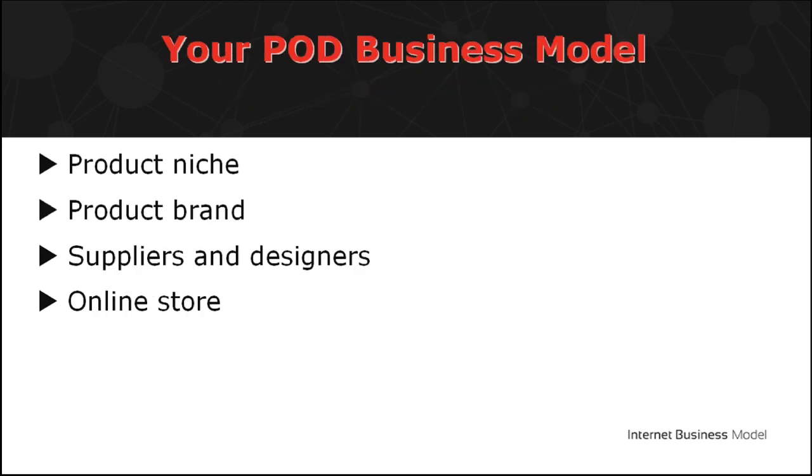For your POD to work, you must first have your 1. Product niche. It can either be clothing, appliances, bags, or anything that you find interesting and demanding. 2. Product brand. Remember to give your business a brand to help customers identify your service easily. 3. Supplier and designer. List them down so you won't have to be in constant search for more suppliers and designers. 4. Online store. A Shopify online store, Facebook, or Instagram accounts are all you need.